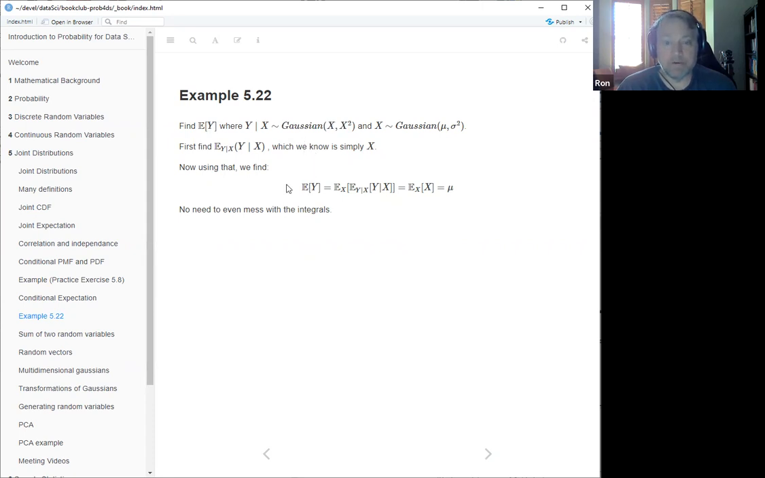Now we want to find the expectation value of Y. We use this formula: the expectation value over the distribution of X of the thing we computed, which is the random variable X. The average value of X on the distribution of X is just mu, so you don't even have to mess with any integrals. At first it seems daunting, but it all just falls apart because of this conditional expectation, a tool quite commonly used in applied work.